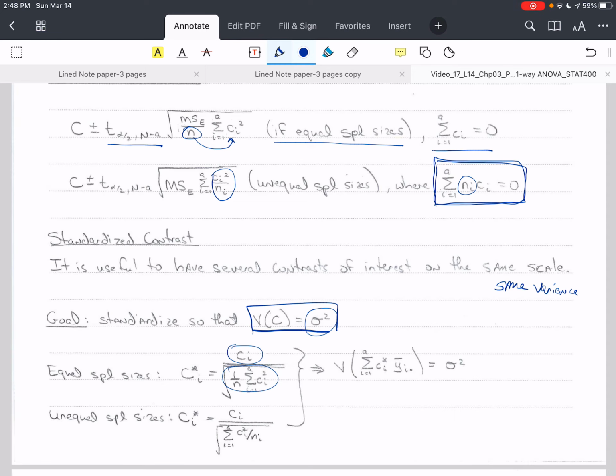For unequal sample sizes, we divide by the square root of the sum of Ci squared over Ni. This means if we take the variance of these new Ci stars, or asterisks, we will get sigma squared as the variance of that. All right?